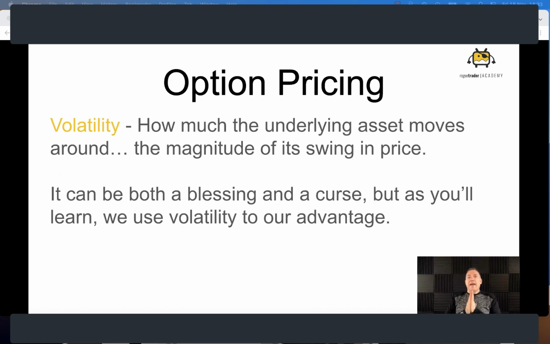So volatility: how much that underlying asset moves around, the magnitude of the swings in price. Right now, it's the autumn of 2022. Oil, natural gas, gold, Tesla, Bitcoin, Ether. There's a lot of really volatile assets out there. Even the market, even the indices have been moving around a lot, very, very volatile. So the volatility is quite high. It can be both a blessing and a curse. Again, there's a yin and yang with everything with options or even with trading. But as you're going to learn, we use that volatility to our advantage.